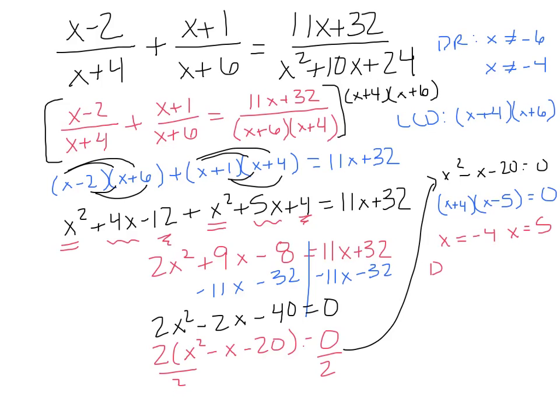Don't forget about your domain restriction, though. My domain restriction said that x cannot equal negative 6 or negative 4. Drats. That means one of my answers that I worked so hard for doesn't count. So our final solution is x equals 5 because I have a domain restriction of x is not equal to negative 6 and negative 4.